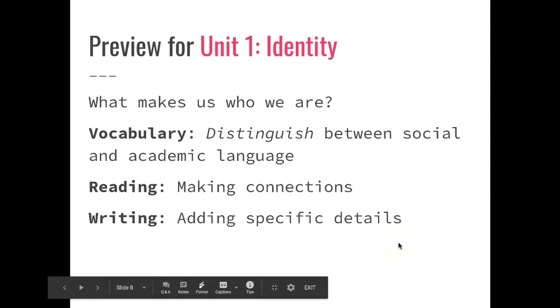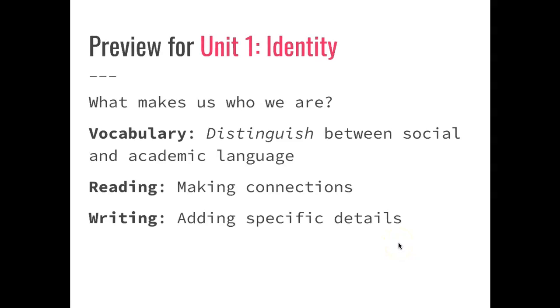Here's a little preview for our first unit on identity. The big question we're going to think about is what makes us who we are. The vocabulary we'll focus on is distinguishing, that's a vocabulary word, between social and academic language. In reading, we're going to work on making connections, which really you've been doing since you were a little kid. You're just going to be using evidence and making maybe better connections than you have. And then in writing, you're going to work on adding specific details to your writing to really make it come alive.